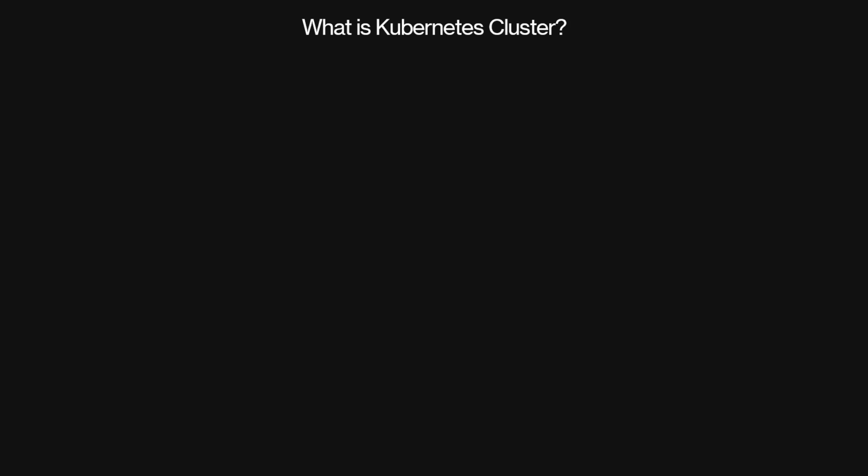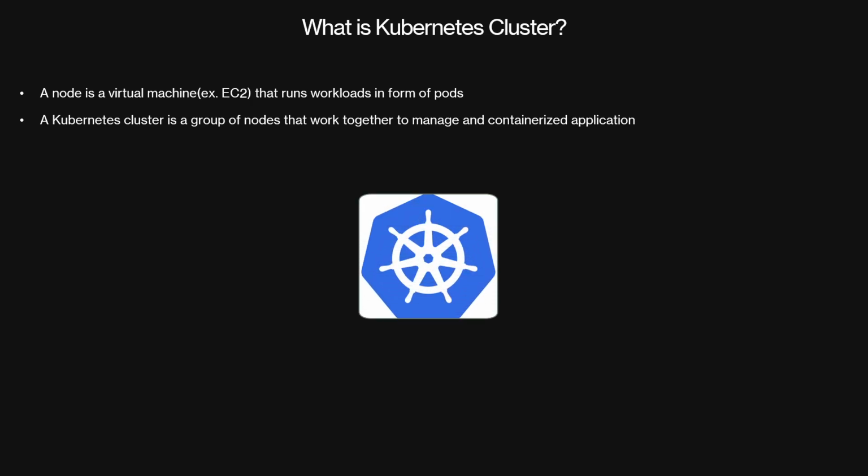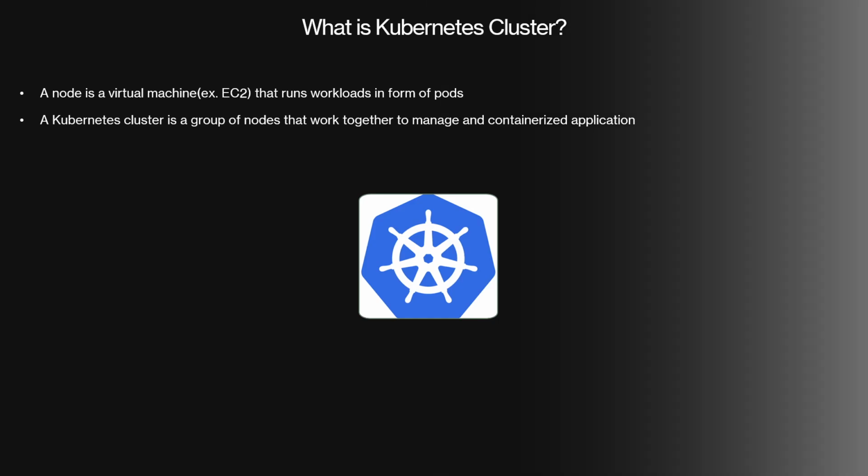Now, what exactly is a Kubernetes cluster? A Kubernetes cluster has nodes. What exactly is a node? A node is a virtual machine or an EC2 instance that runs workloads in the form of pods. So, a Kubernetes cluster is a group of nodes that work together to manage the containerized applications.